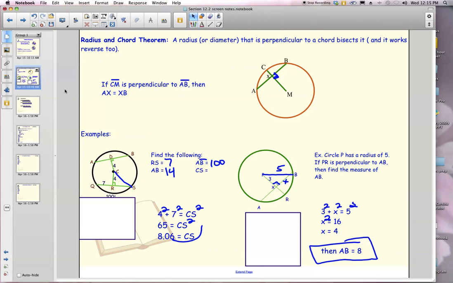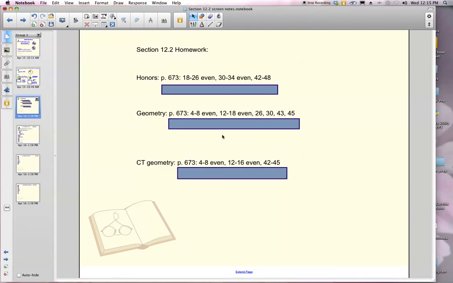Those are the kinds of problems that you're going to see in your homework today, and your homework is as follows.